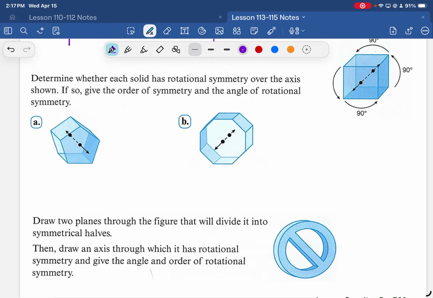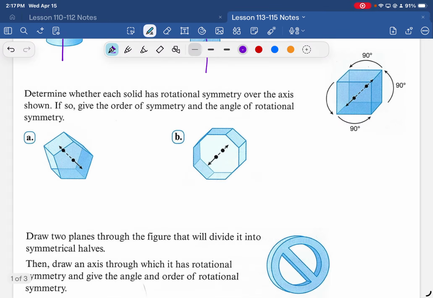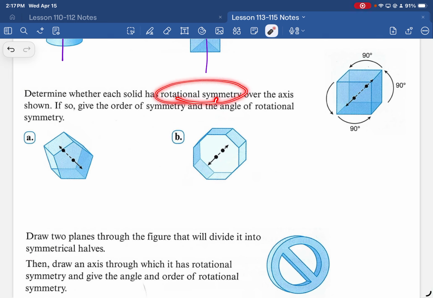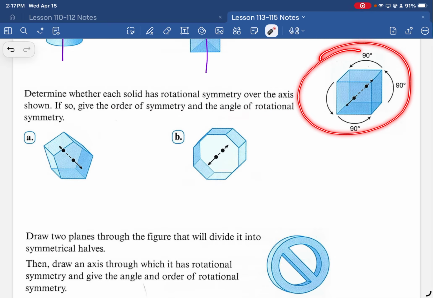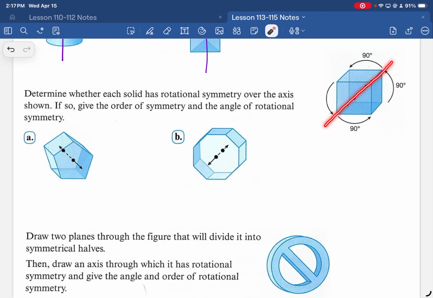Now, down here, it says determine whether each solid has rotational symmetry. Remember, another word for that is symmetry about an axis. Over the axis shown. If so, give the order and the angle of rotational symmetry. So, look over here real quick. You see this cube? They drew an axis of symmetry going diagonal. And so, if I were to look at these arrows, right? It always ends up being 360 because it's a full circle.